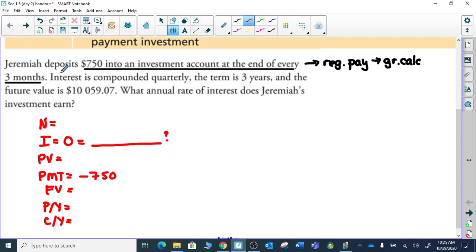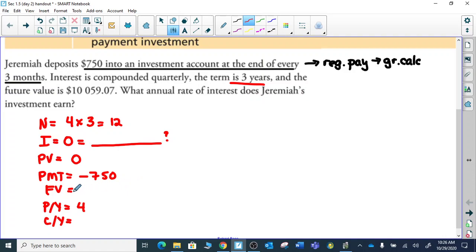Now, at the end of every 3 months, if we're making it every 3 months, that means that there's going to be 4 payments per year. And that's important that we tie that back to N, which is the number of payments. If you're making 4 payments per year over a span of 3 years, you are going to be making 12 payments in all. Now, keep in mind, present value, these investment accounts, when you open them up, they have nothing in them. So we're starting at $0.